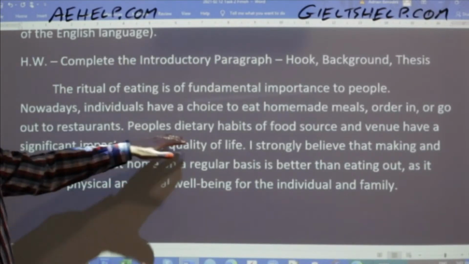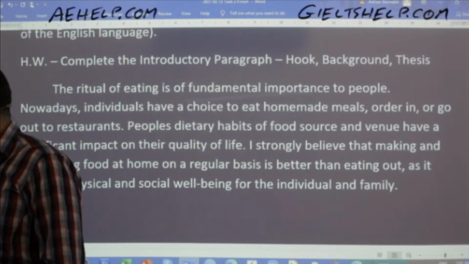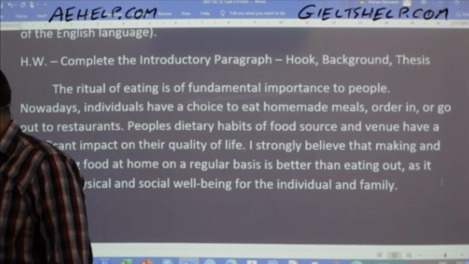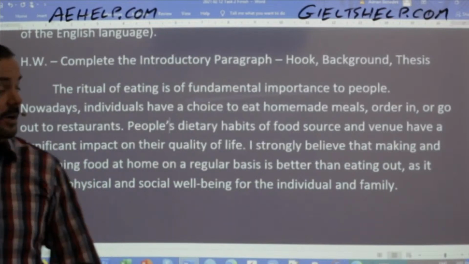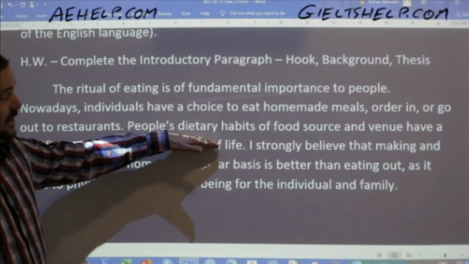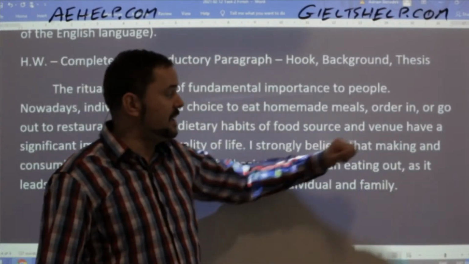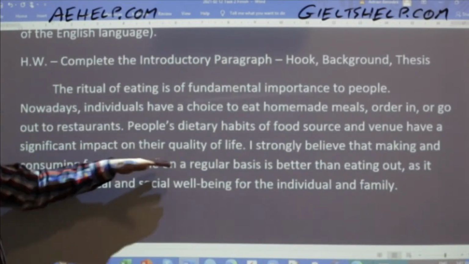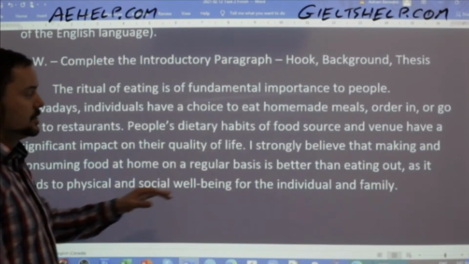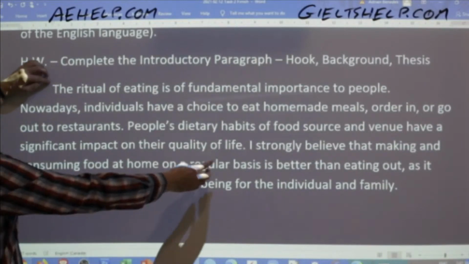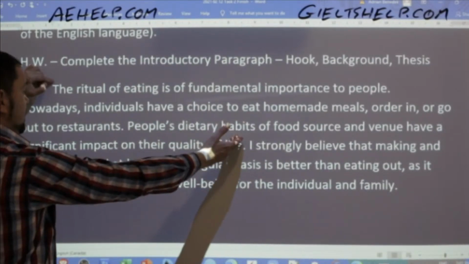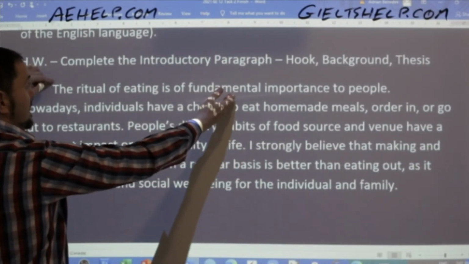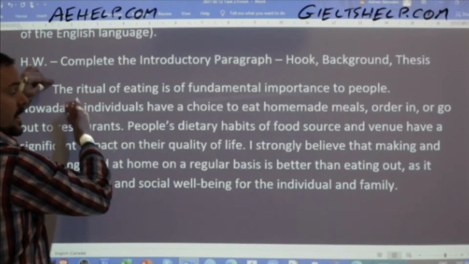People's dietary habits. Let me make sure that I have my possessive. It's a long day for me yesterday. People's dietary habits of food source and venue have a significant impact on their quality of life. So here is my hook and my background. Notice how it's not that complicated. I am using some fairly good vocabulary like dietary habits, like fundamental, like ritual, okay?